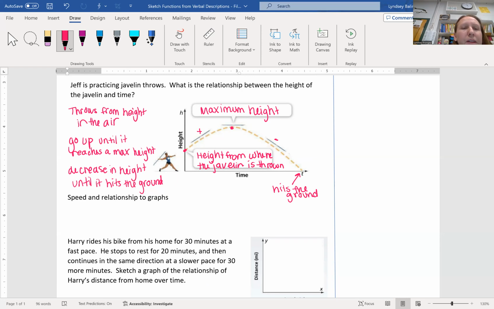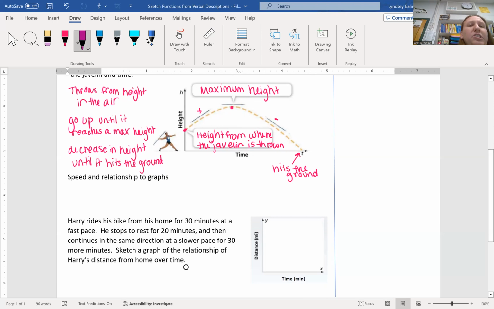Okay. And the last one, just before we do it, we're going to talk about speed and its relationship to graphs real quick. So maybe in science, possibly, you learn the formula distance equals rate times time. Rate is just another word for speed. If I rearrange that formula and get r by itself, to get speed by itself, I would divide both sides by t, which means speed or rate is going to equal distance divided by time.